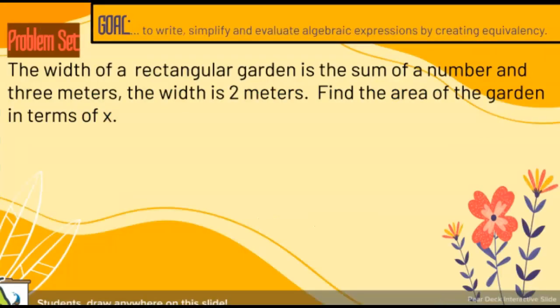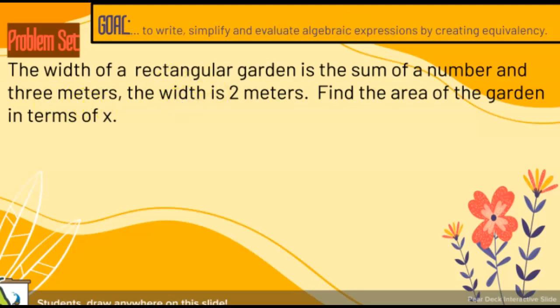Okay? Alright, last question before we end. The width of a rectangular garden is the sum of a number and 3 meters. The length is 2 meters. There's no perfect slides, I always make a mistake. Find the area of the garden in terms of x.